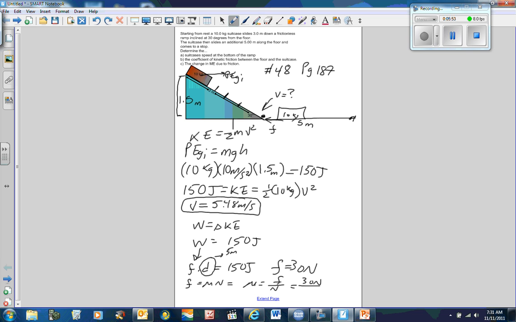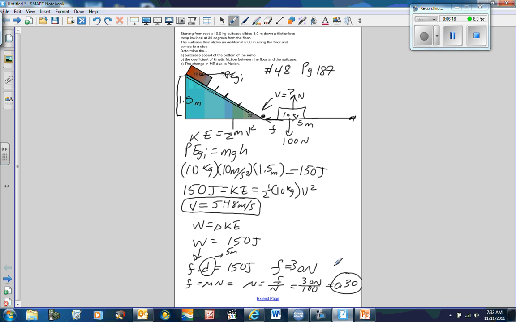Remember that we do have to do a little bit of force analysis here. We have normal force up and mg down, and mg is going to be equal to 100 newtons. Therefore, the normal force is 100, and we get 0.3 for our coefficient of friction. So that's our answer for coefficient of friction.